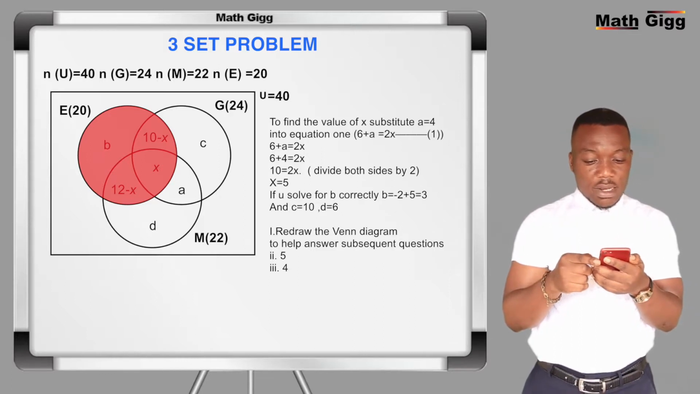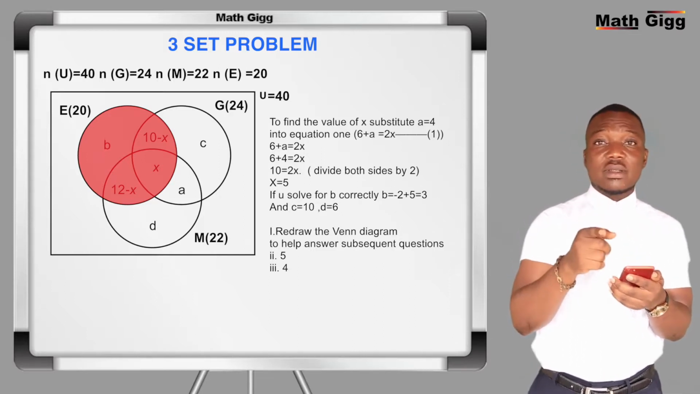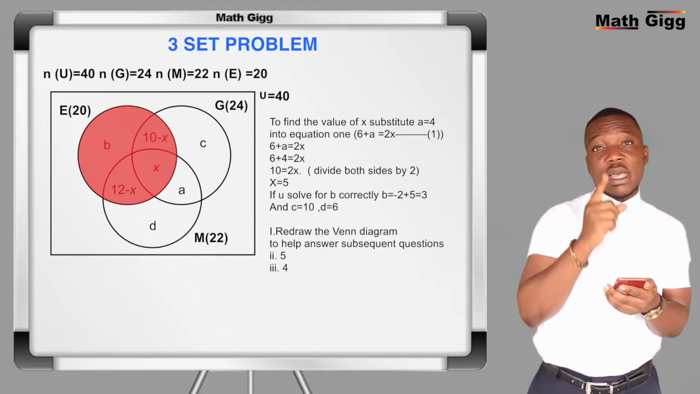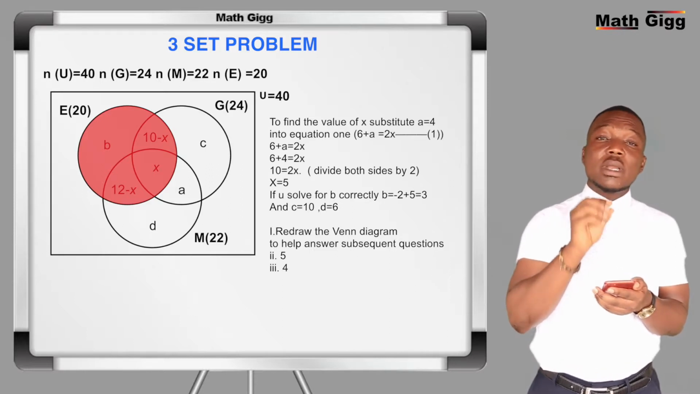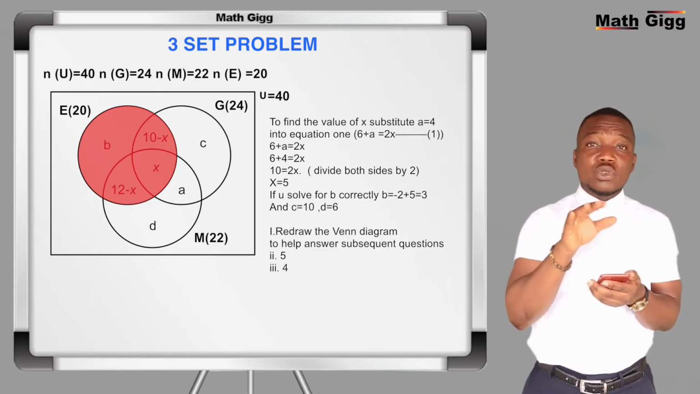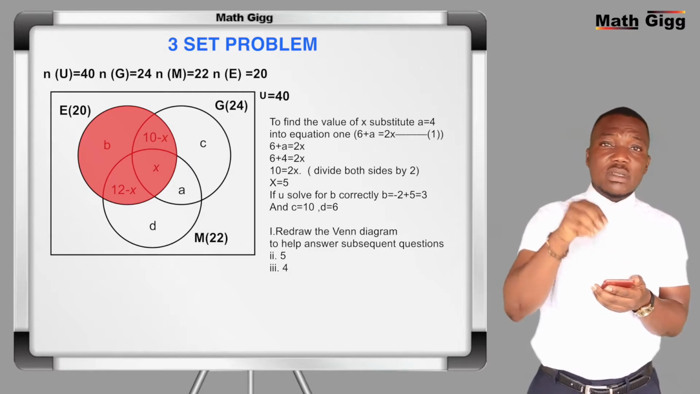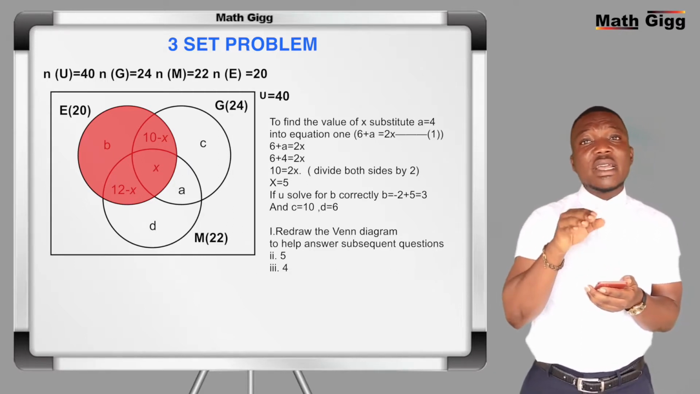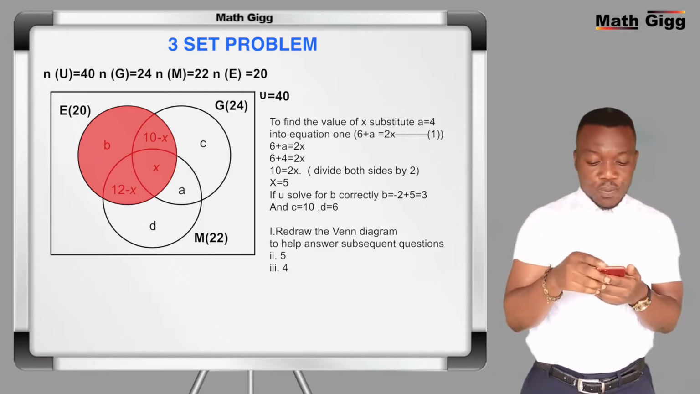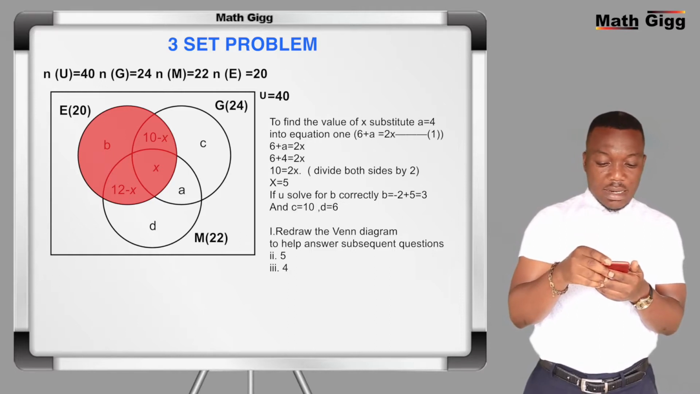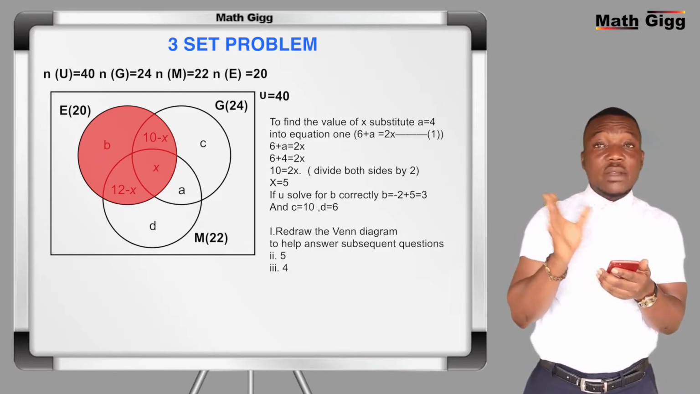Now, we're drawing the Venn diagram to help answer subsequent questions. And that is what is really important. We have questions that will follow. So now that you have these key values, why don't you draw the Venn diagram again and input the values that you've gotten so that it's very easy to answer questions that follow. Now, if you do that, then it means now you can answer the question.